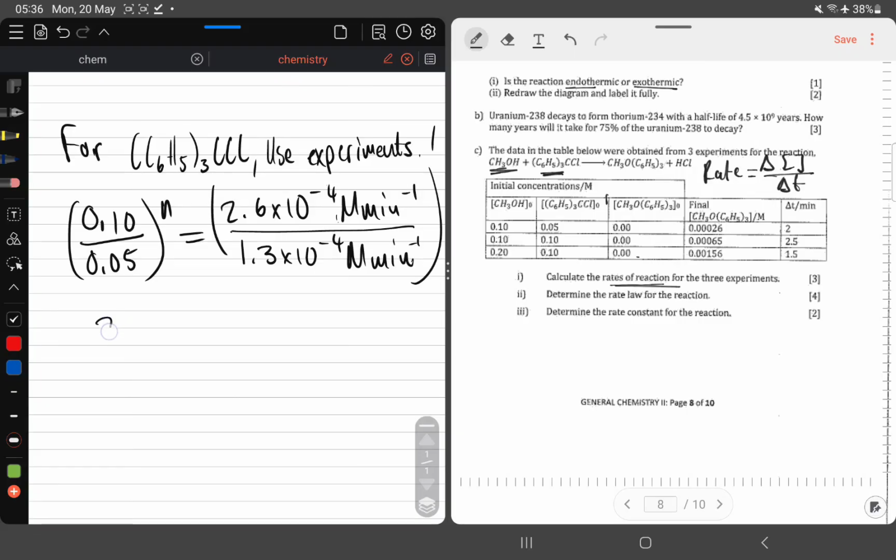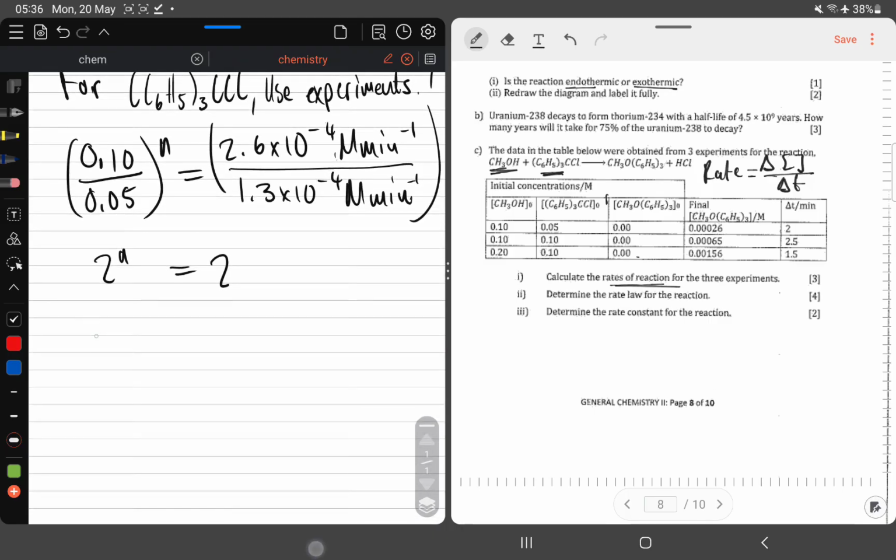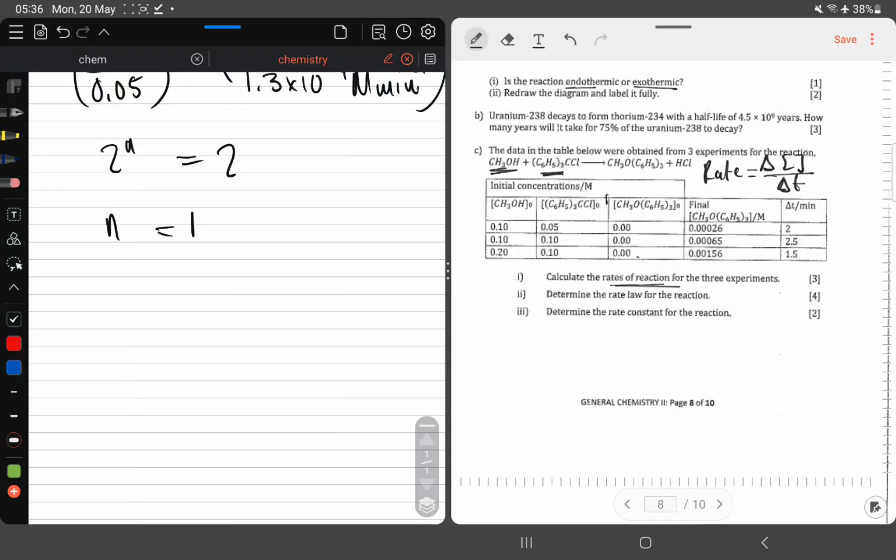So this is going to be 2 to the power of n is equal to 2. So that means n is equal to 1. Okay, and therefore I can get the rate law.